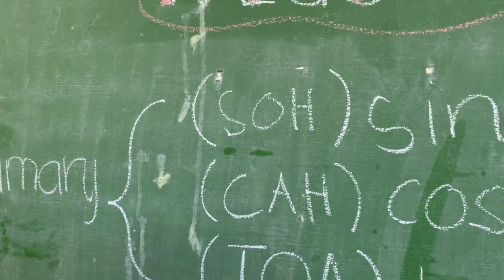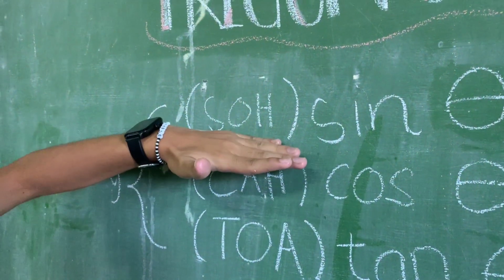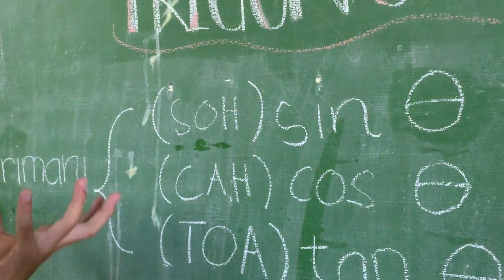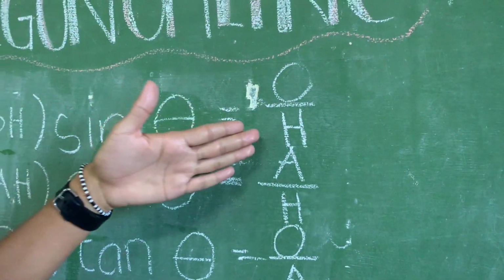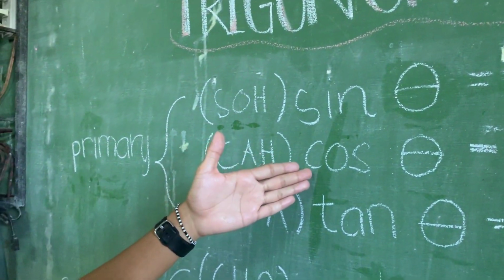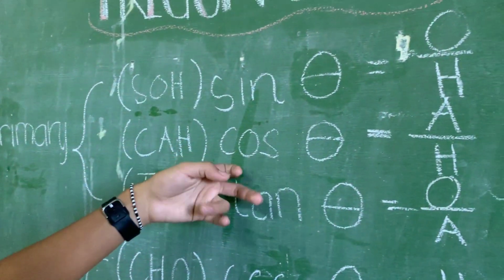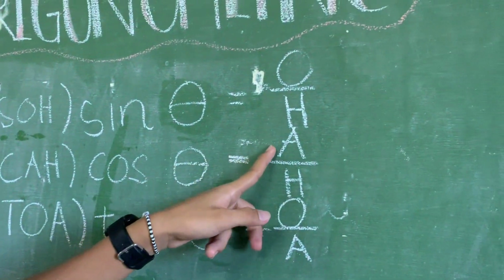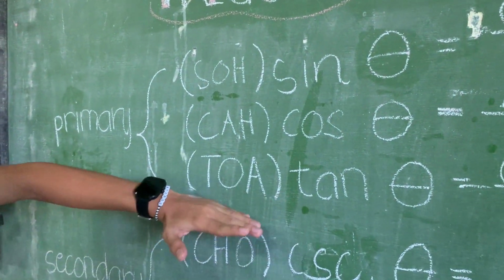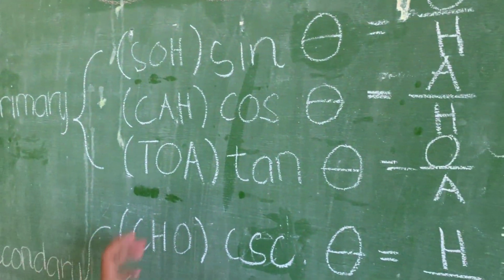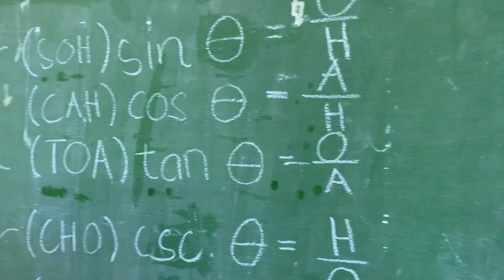For sine theta, we can call it SOH, which means sine is equal to opposite over hypotenuse. For the cosine, we can call it CAH, which means cosine is equal to adjacent over hypotenuse. For the tangent, we can call it TOA, which stands for tangent is equal to opposite over adjacent.